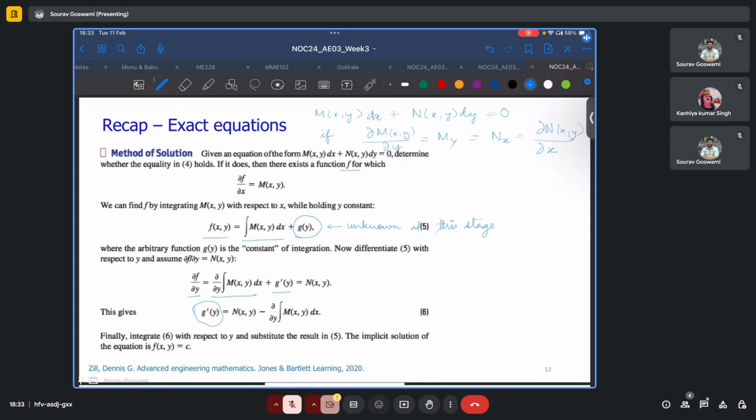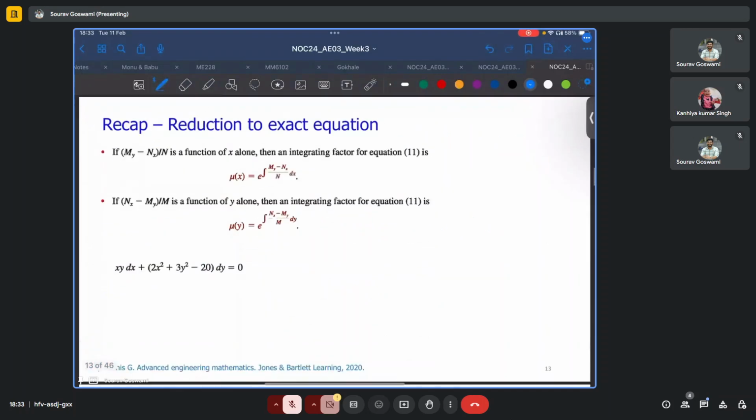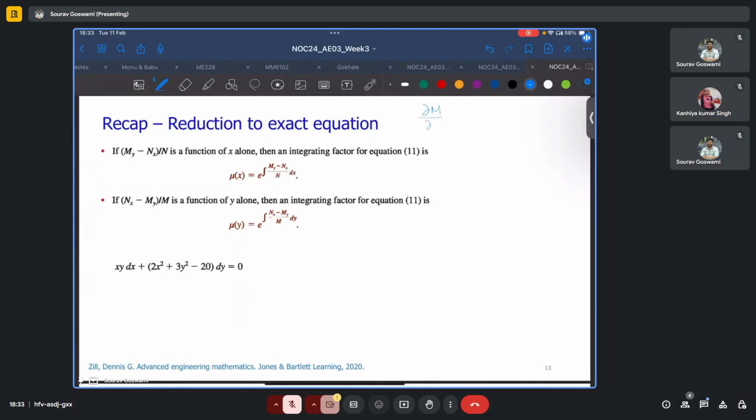F of xy equals constant gives us the entire family of solutions for this given exact differential equation. However, sometimes it may happen that our original criteria, which is ∂M/∂y equals ∂N/∂x, is not met, and so the given ordinary differential equation is not really an exact equation in its original form.